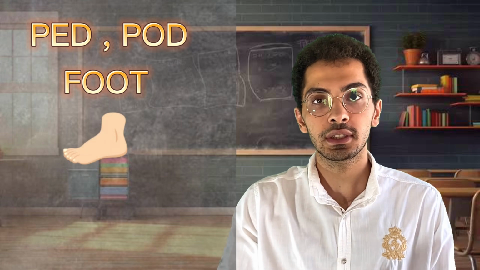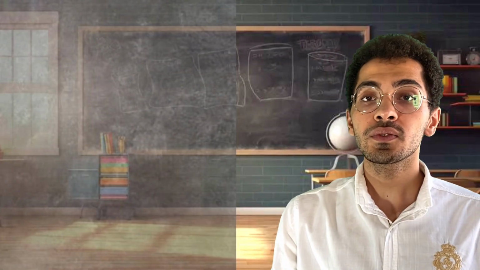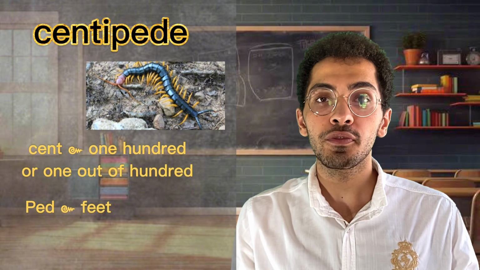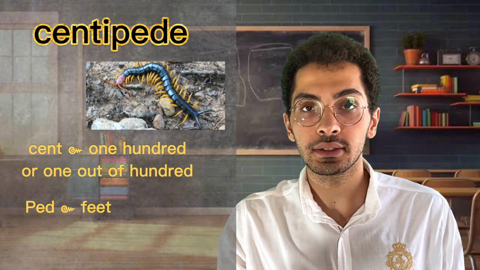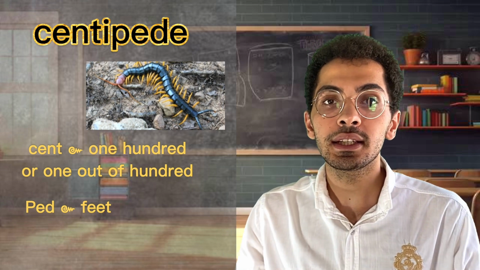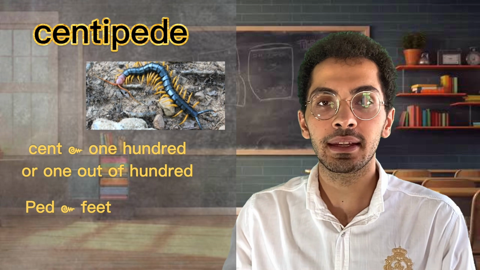In this video, we're gonna talk about ped and pod. In the Latin language, they mean foot. Exactly the foot that we know in English. So let's see different vocabulary with the same root. First one is centipede. Cent is a prefix and it means 100 or 1 out of 100. So centipede means 100 feet. It's the name of an animal.